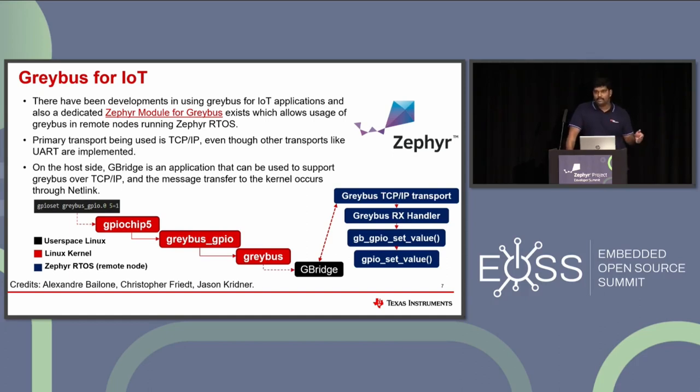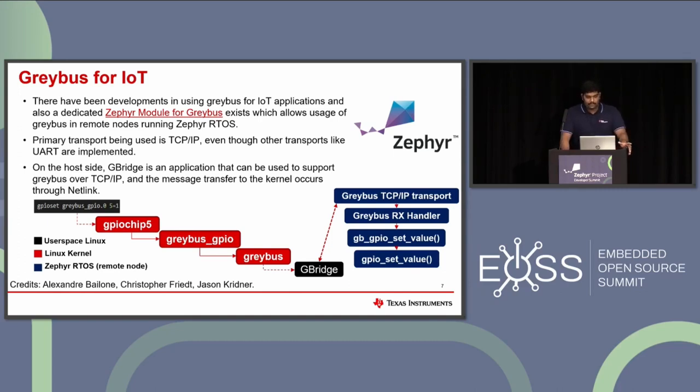The primary transport being implemented is TCP/IP, because you can send TCP/IP over anything, and there are also other transports supported. There are also user space applications written by Alexandre. It's GBridge. You can think of it as a bridge between your Linux kernel and your remote device. In the original Project Ara, the modular phone, these modules were directly connected to the smartphone, talking through a transport called UniPro, which is a standard inter-process communication protocol from MIPI. But Greybus being an application layer, there is no strict requirement that we should use the exact transport. We can use any transport. We are just passing the messages through the transport.